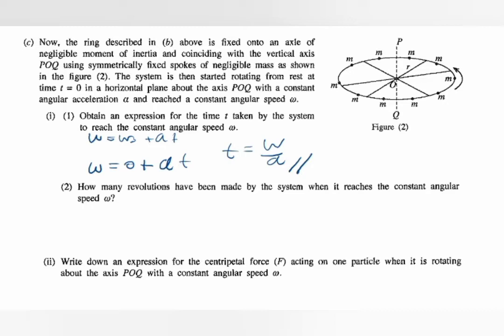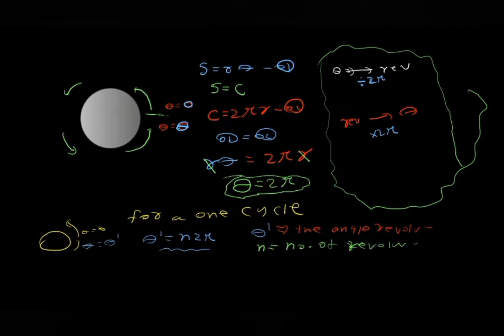Now for the second question, how many revolutions may have been made by the system when it has reached the constant speed omega? Again we have to go for some theory. Have a good look at this one. It starts to move from here to complete one cycle. So theta equals 0, and after completing one cycle the theta is equal to some theta value we don't know. But we know one thing from basic equations, s equals r theta. S is the arc length, r is the radius, and theta is the angle of revolution.